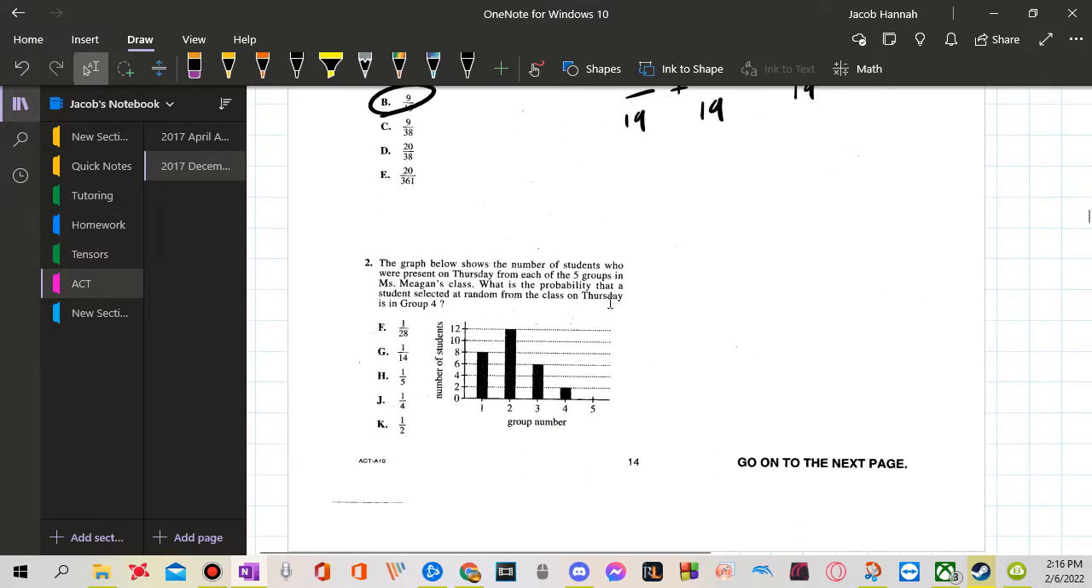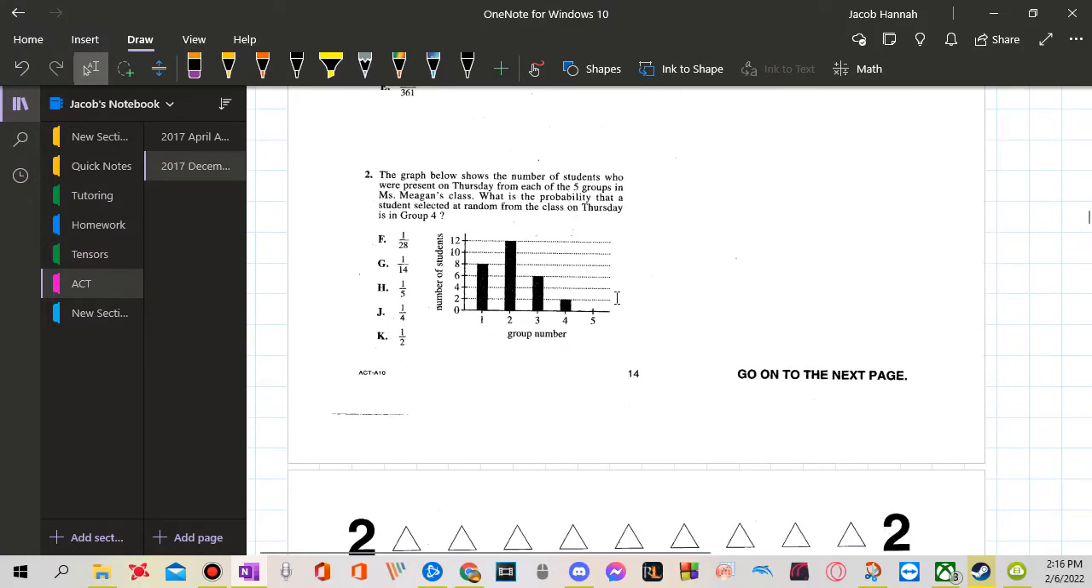Alright, let's scroll down. The graph below shows the number of students who were present on Thursday from each of the 5 groups in Miss Macon's class. What is the probability that a student selected at random from the class on Thursday is in group 4? Alright. Group 4. Okay. So this is from Thursday. This whole chart's Thursday, so we don't have to worry about what different days of the week there are for the data.